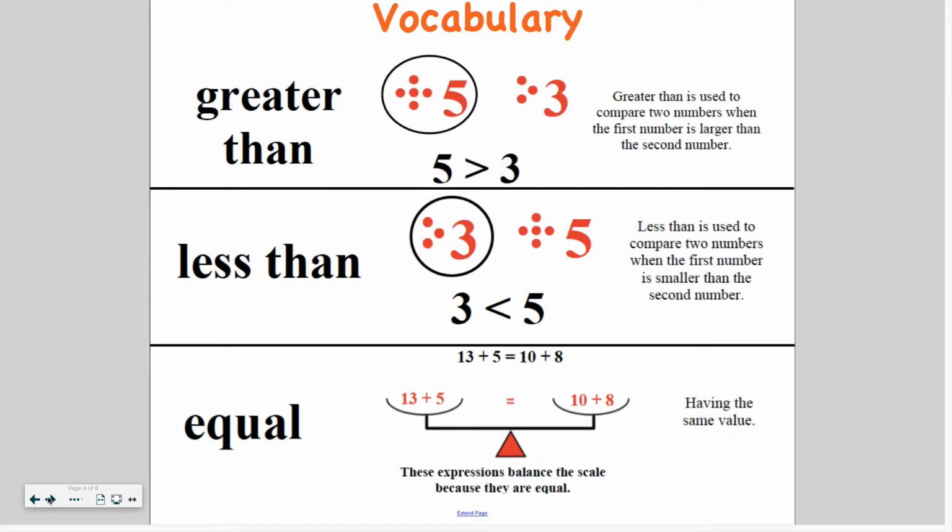And I want to go over the comparison symbols we use just so that we have a better understanding of how to use them and when to use which one. So greater than is this symbol here, and it's used when the first number is greater than or bigger than the second number. Then we have the less than symbol, which is this one, and we use this when the first number is smaller than or less than the second number, so the opposite, right? And then lastly, we have equal to, and we use this when both numbers or expressions have the same value. They're equal to each other.